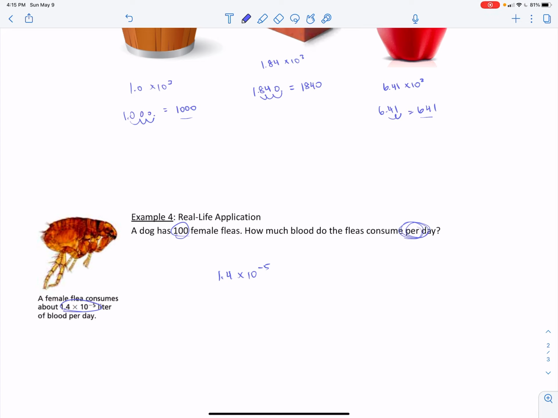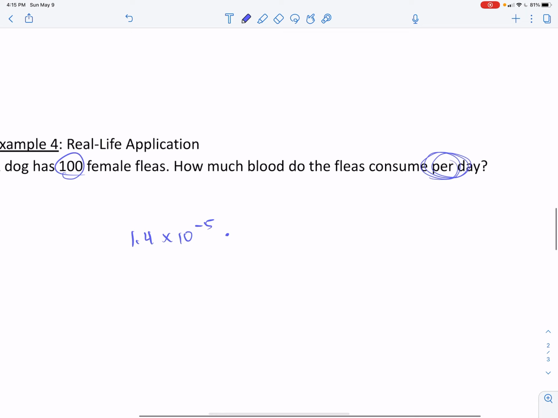So what do you think I would do if one female flea consumes about 1.4 times 10 to the negative 5th liters of blood per day, and the dog has 100, right? I'm going to be multiplying it by 100, right? So I'm going to do times 100. So how do I multiply this if one is in scientific notation, the other one's in standard form? I would move everything into standard form, right?